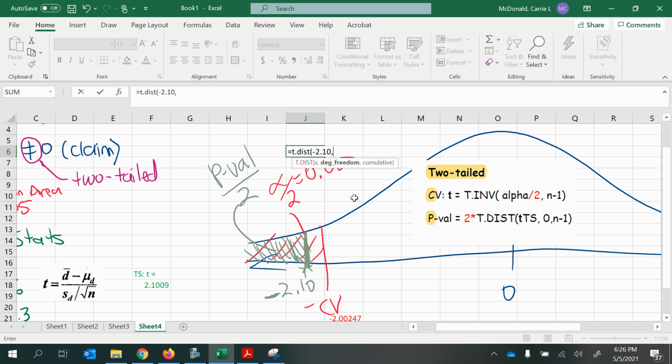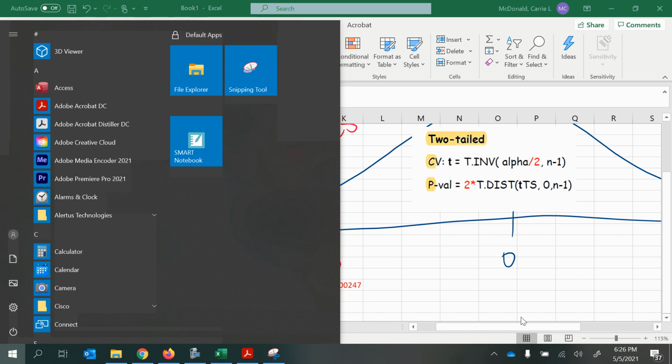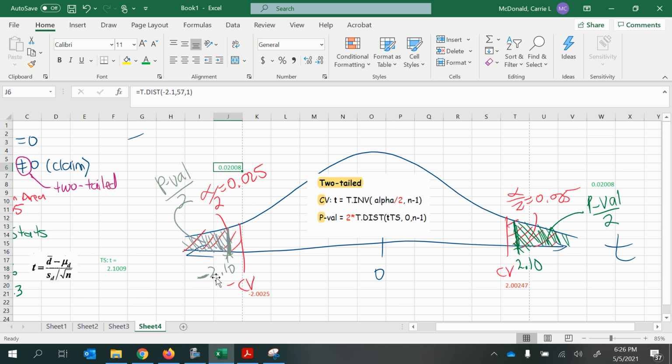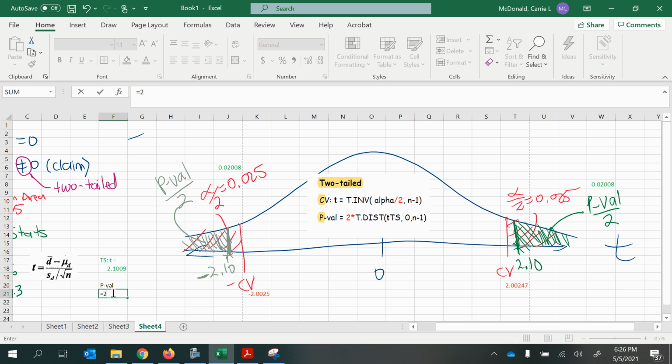Now, if I had done that same thing over here with the negative version of my test statistic, t.dist, negative 2.10 with 57 degrees of freedom, I got that same p-value, right? I got that same area right over here. I got the same thing, just using the negative version, okay? So whatever you do, just make sure that you're paying attention. Does your answer make sense? And then total together, these two areas added together, or this area times 2, is your p-value. So that's why it's 2 times what you get from the t.dist, right, for two-tailed tests.